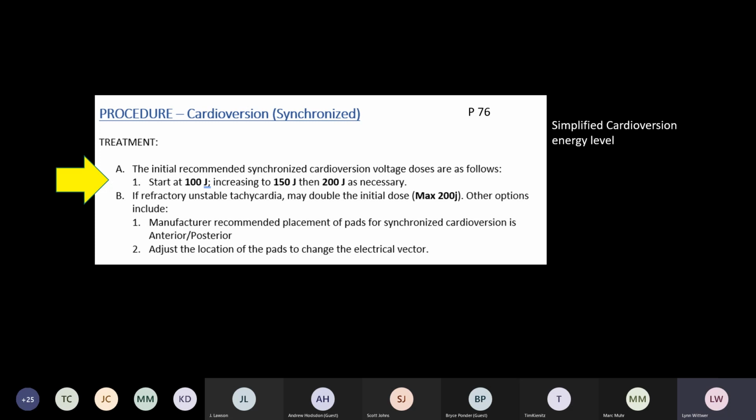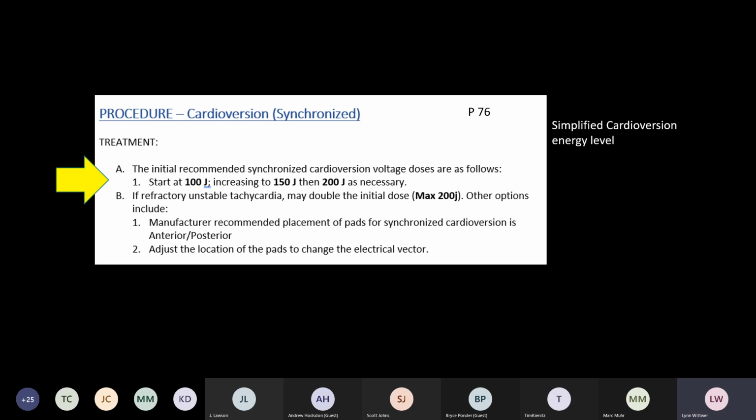Our cardioversion procedures for synchronized cardioversion have been too complicated. We just want to start simple doses for synchronized cardioversion. Start at 100, increase to 150, and then to 200 joules. If they're in refractory unstable tachycardia, you can double the initial dose to 200 as you need. And the manufacturers all recommend placement of pads for synchronized cardioversion is the anterior-posterior positioning. But if you need to adjust the location of the pads, you can do that if you're not successful.